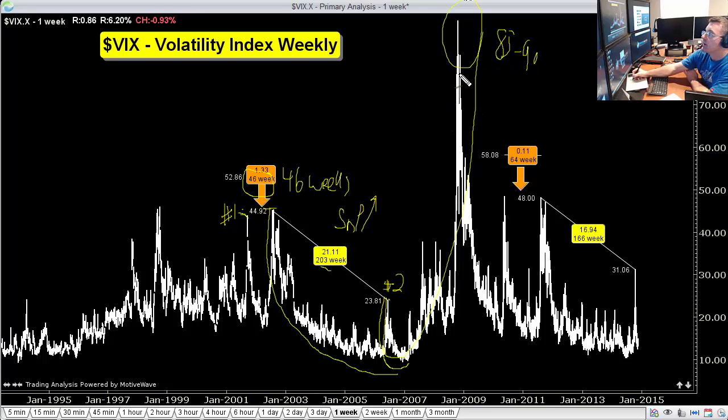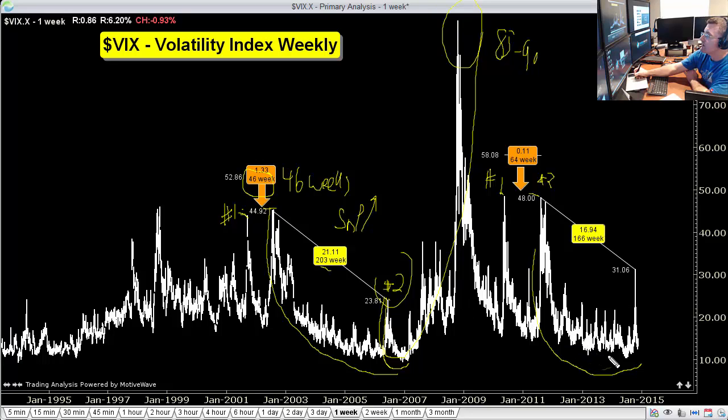Fast forward to 2011, what do we have? I'm going to put another number 1. We have an initial spike after a decline in volatility, saying maybe this stock market rally is a little overbought here. So we have an initial spike, number 1. We have a second spike that retests the highs, number 2. We then go into a period that's kind of like sliding into home base.